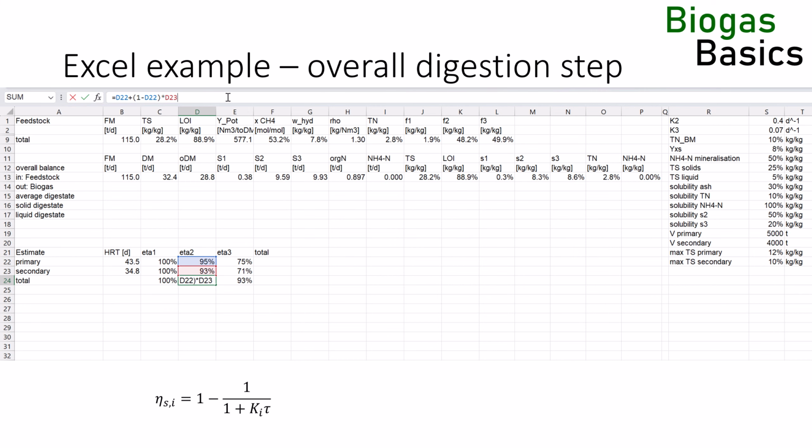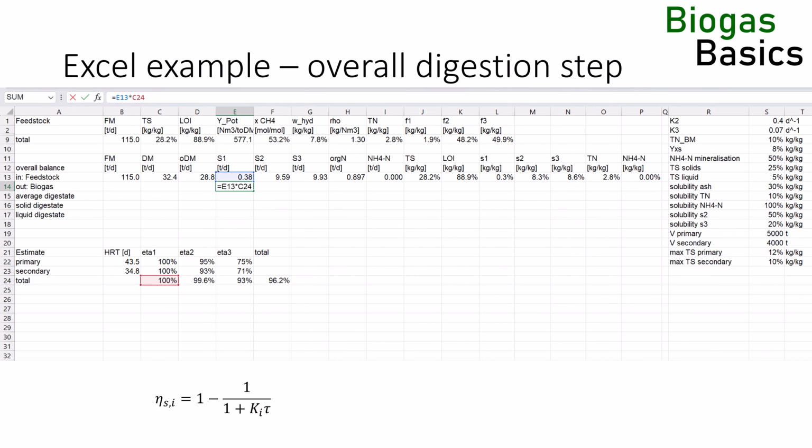Lastly, we calculate the total conversion by multiplying the conversion efficiency of each fraction with the percentage of the fraction in the feedstock mix and add up the results. Fraction 1 converts completely, fraction 2 converts to 99.6%, and fraction 3 converts to 93%. The total conversion efficiency of the plant is 96.2%.